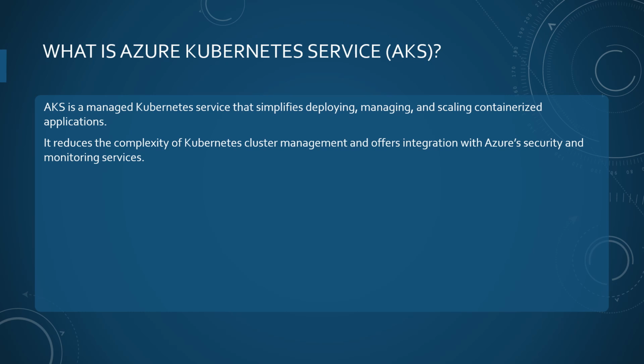What is Azure Kubernetes Service, AKS? AKS is a managed Kubernetes service that simplifies deploying, managing, and scaling containerized applications. It also reduces the complexity of Kubernetes cluster management and offers integration with Azure security and monitoring services.